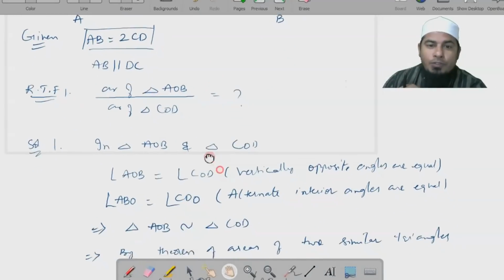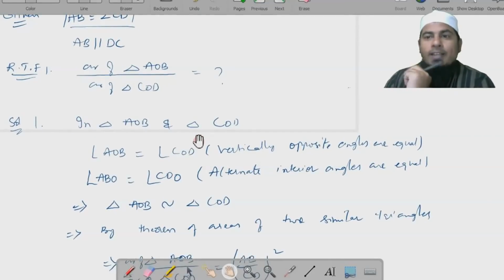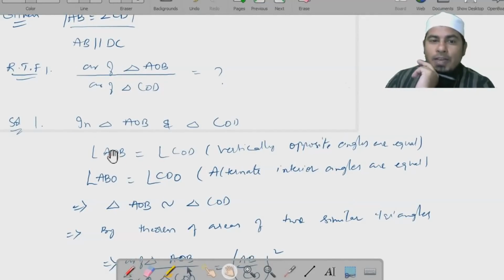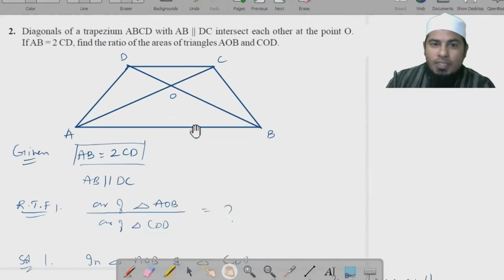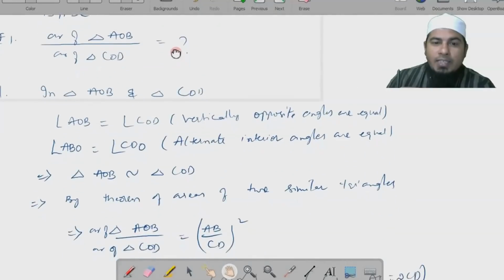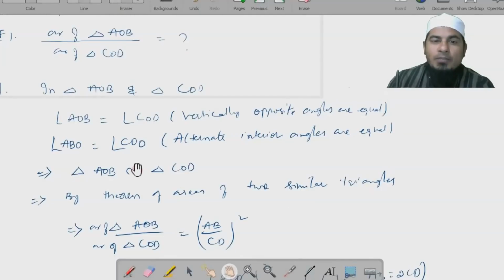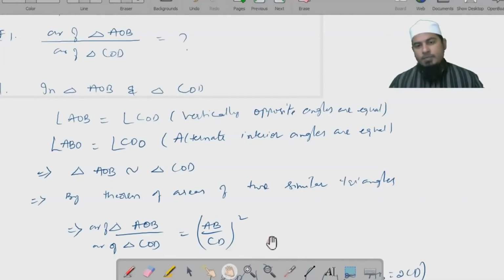When we prove these two triangles to be similar, at least two angles must be equal. We got these two angles equal. Angle AOB is equal to angle COD. Vertically opposite angles are equal if you see the diagrams AOB, COD. And another angle we have taken, angle ABO is equal to CDO. Alternate interior angles are equal. These two triangles become similar by AA similarity criterion.